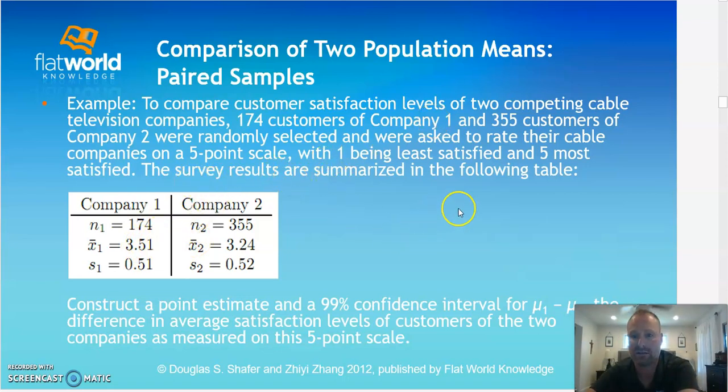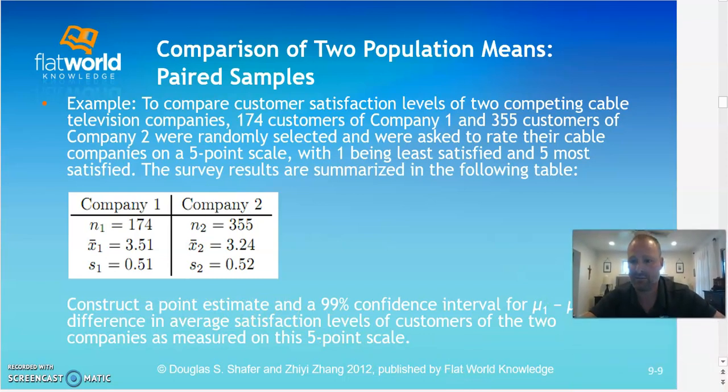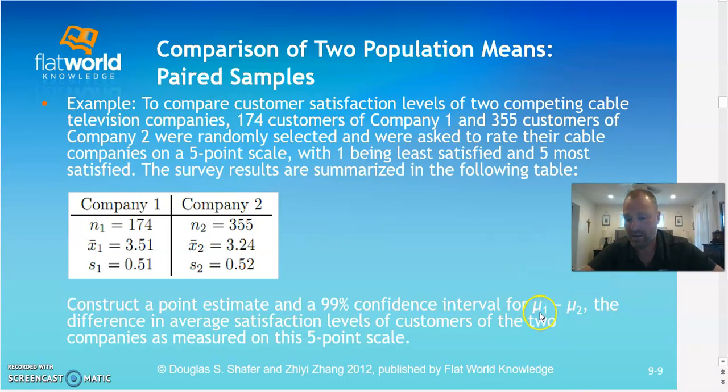The survey results are summarized in the following table. This is our sample mean, this is our sample mean here, the standard deviation, and the size. What they want us to do is construct a point estimate and a 99% confidence interval for the difference in average satisfaction levels of customers of the two companies as measured on this 5-point scale.